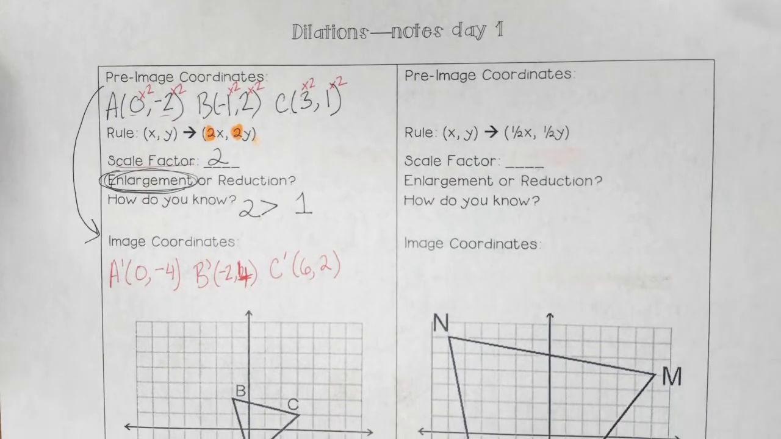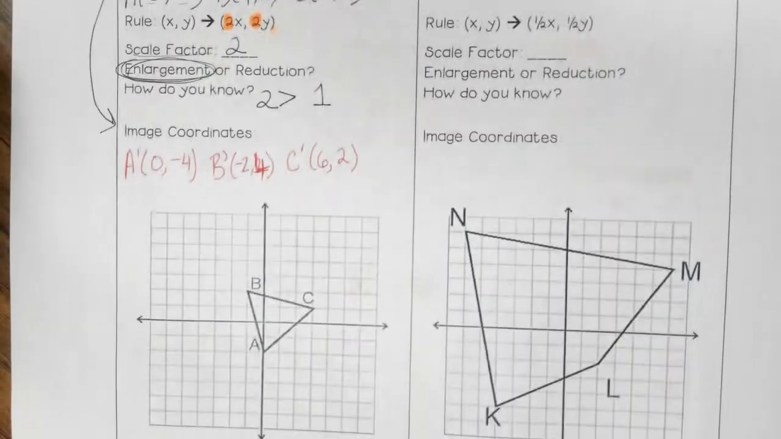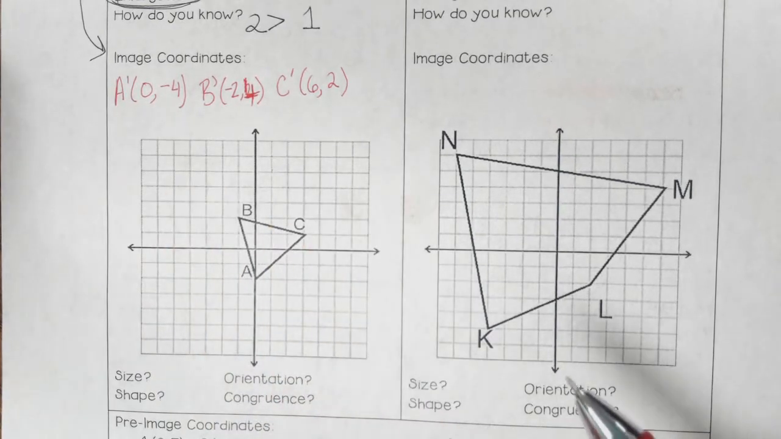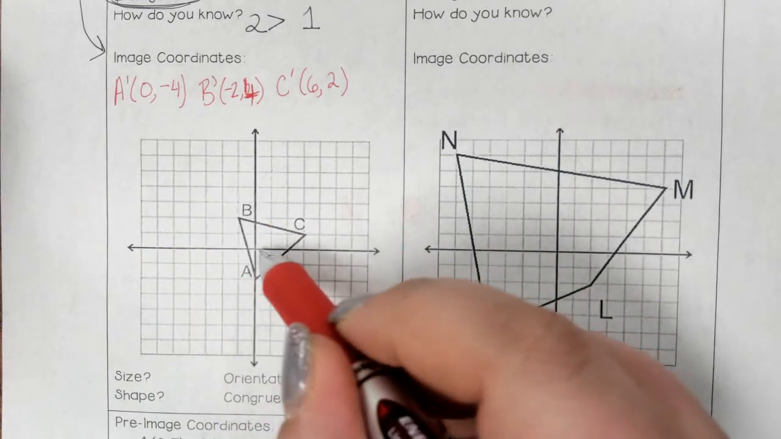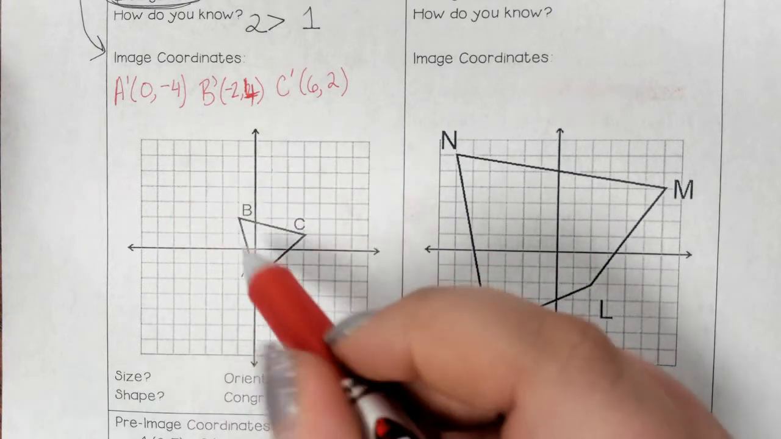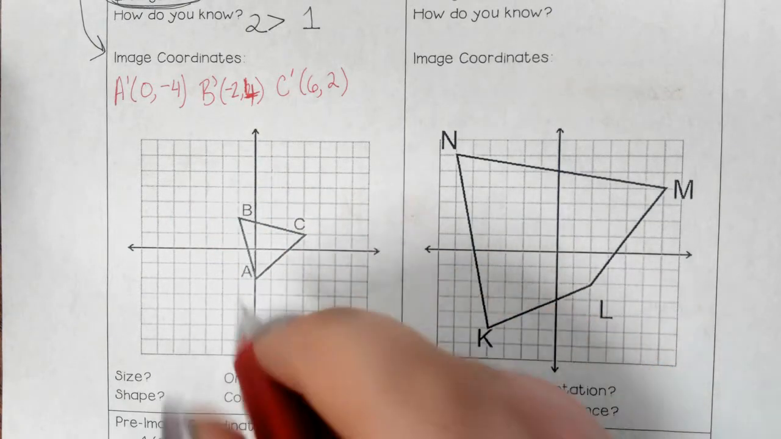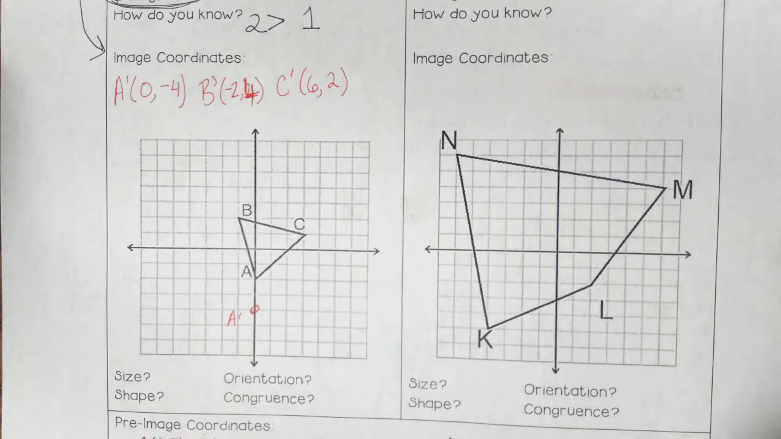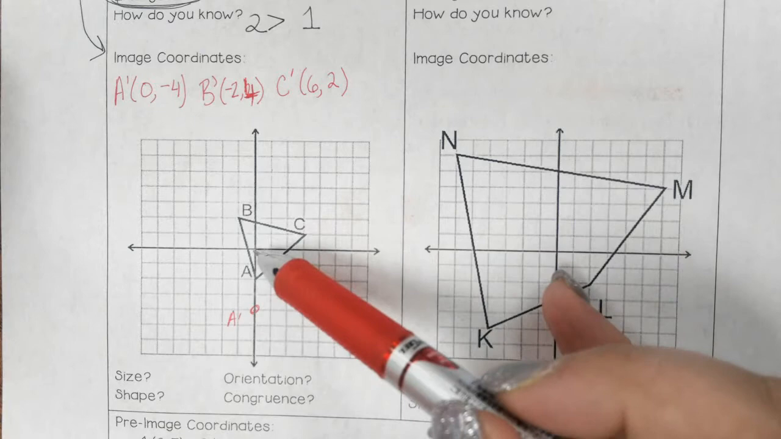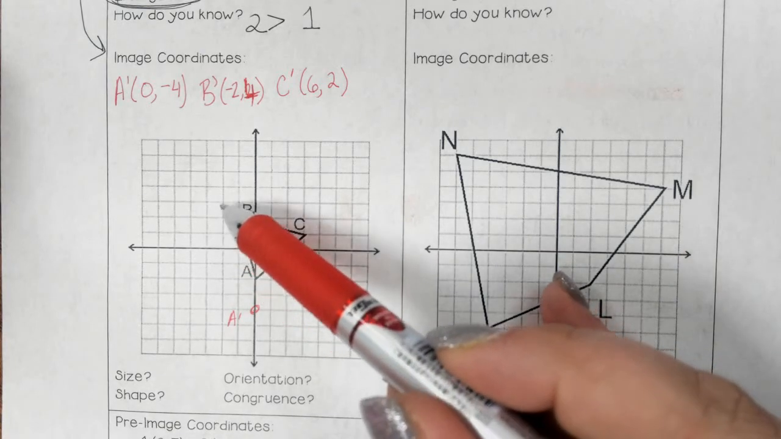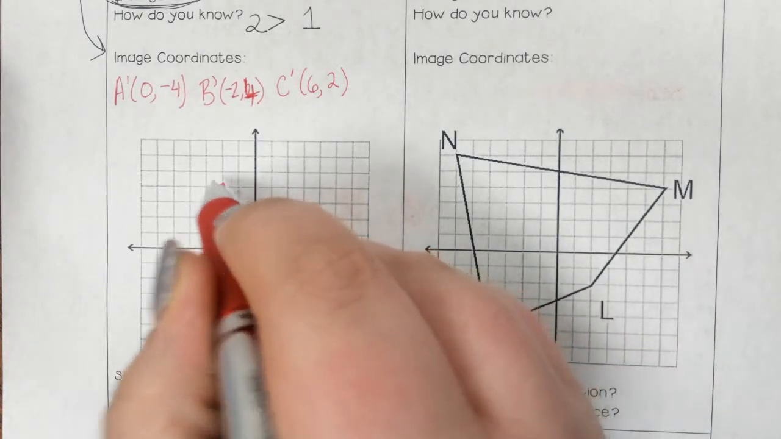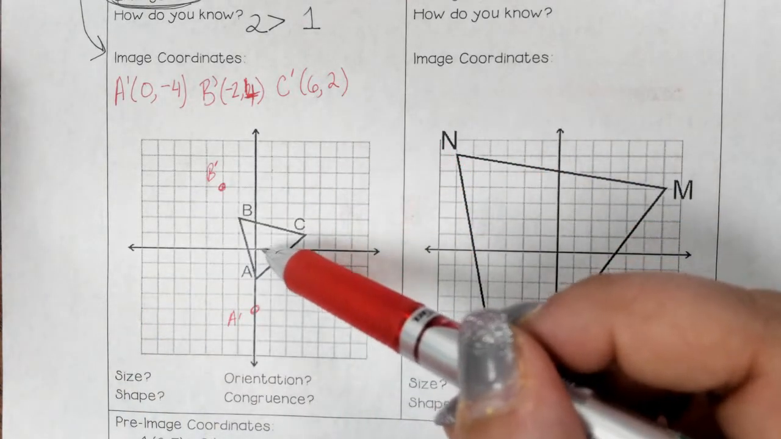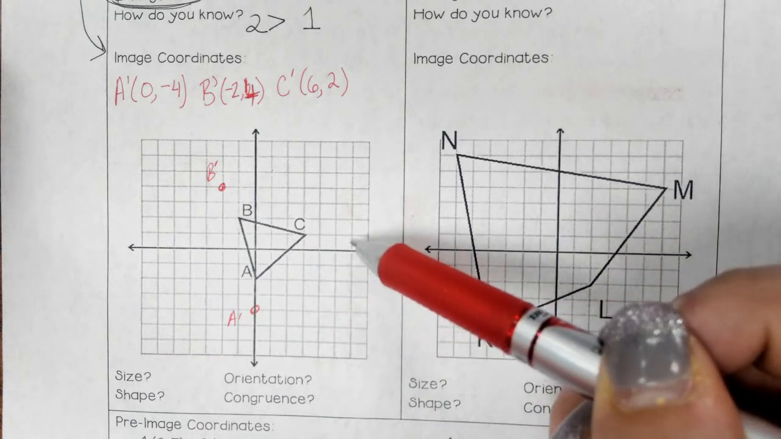Now that we have our image as coordinates, we can put that on the graph. A prime is at 0, negative 4. So we don't go left or right at all, and to get a y value of negative 4, we go down 4. I call that A prime. B prime is at negative 2, positive 4, so left 2, up 4. It's B prime. C prime is 6, 2, so that's right 6, and up 2.